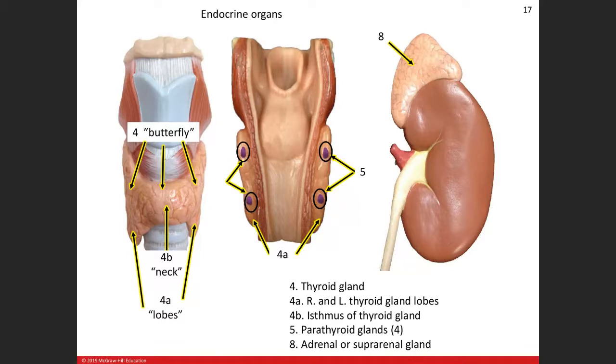So you can see here, here's an anterior view. And you can see the right and left thyroid lobes, and then we got our isthmus here. And if you look over here on the right side of your page, here's your kidney, and sitting right above it is the adrenal or suprarenal gland. And we'll get more into that in a bit.